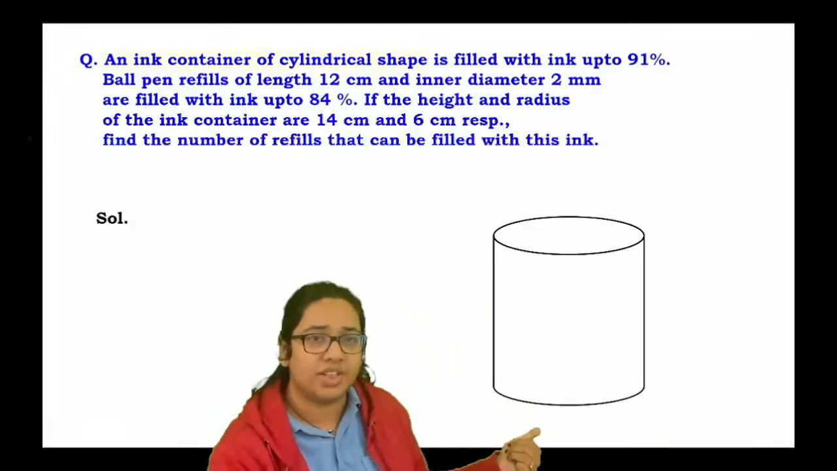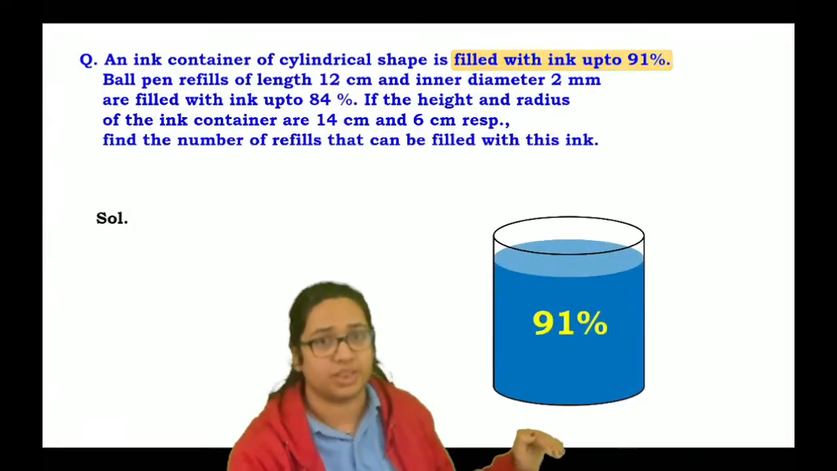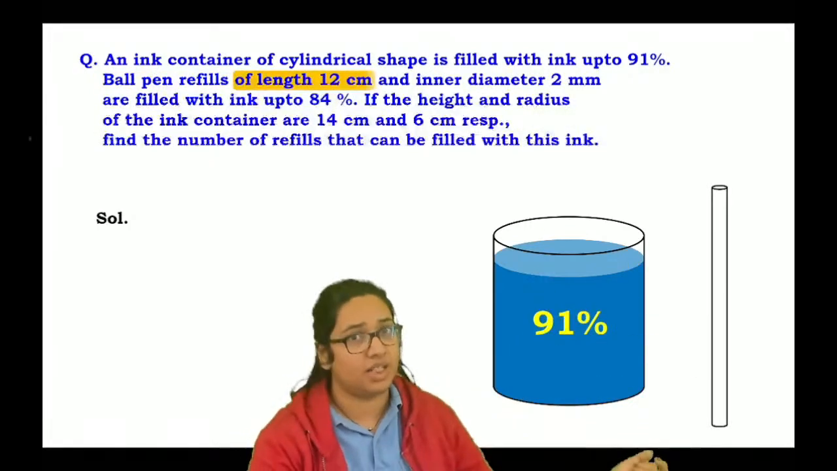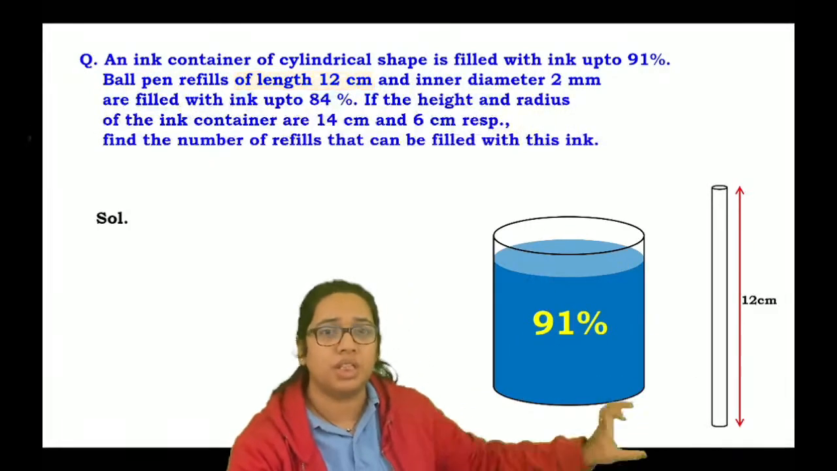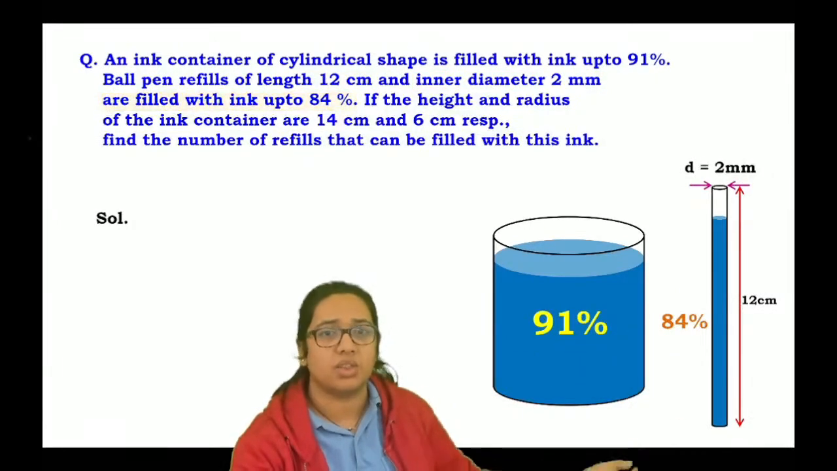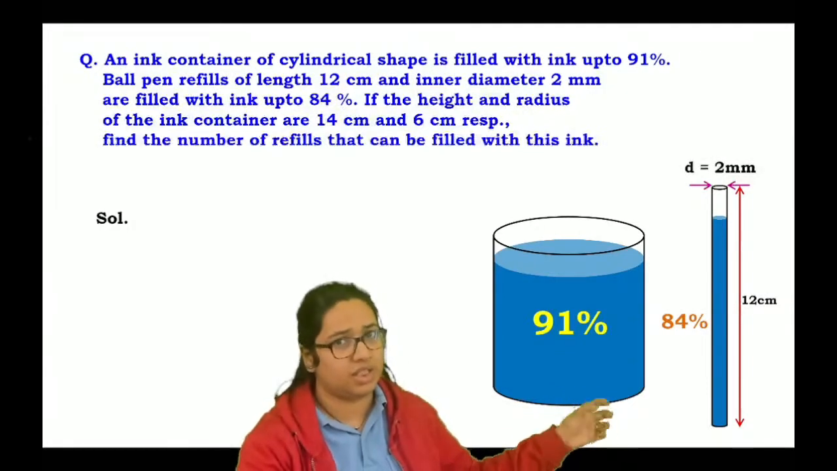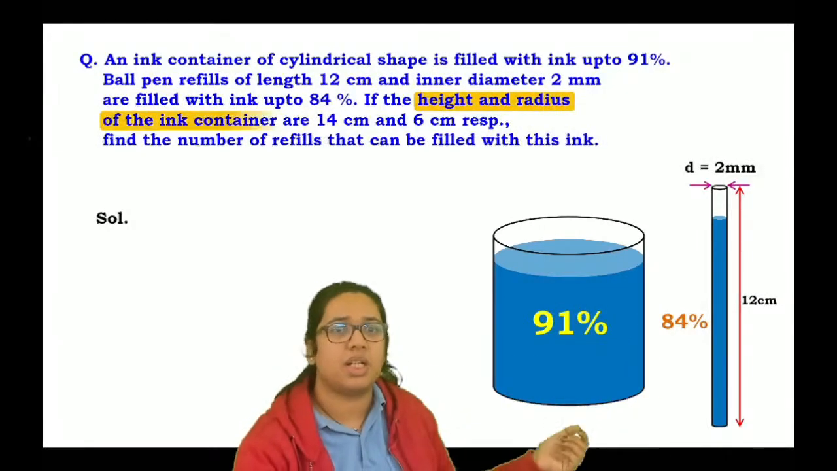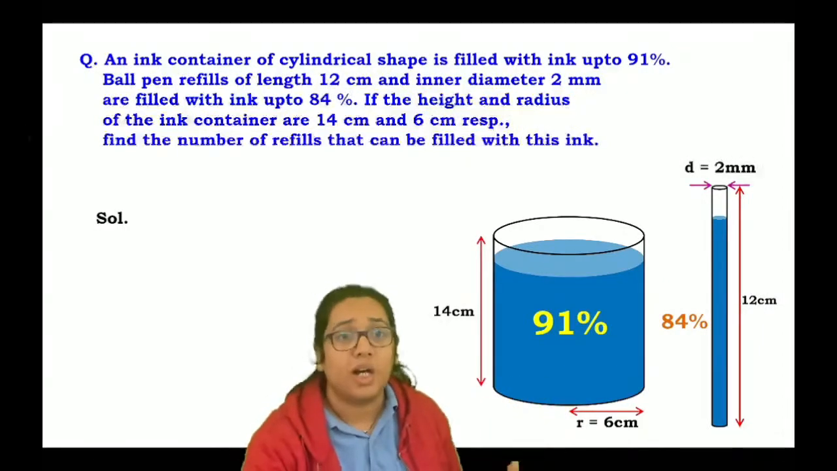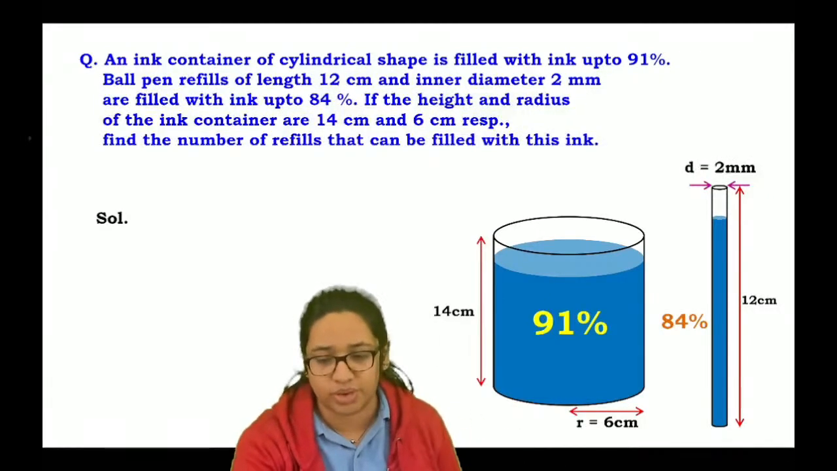Suppose we have this cylindrical shaped ink container which is filled up to 91%. Ball pen refills of length 12 cm and inner diameter 2 mm are filled with ink up to 84%. If the height and radius of the ink container are 14 cm and 6 cm respectively, then we just have to find how many refills can be filled with this ink. Are you getting this one?